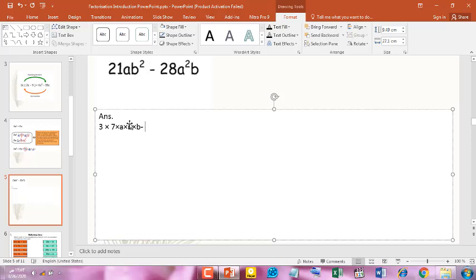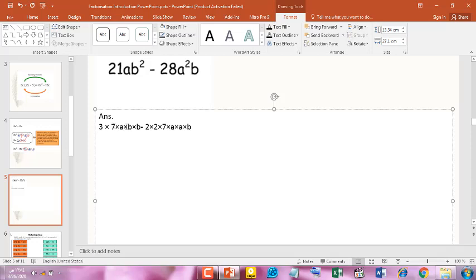minus, how can we write 28 in its prime factors? It will be 2 multiply 2 multiply 7. How about a to the power of 2? It will be a multiply a multiply b.